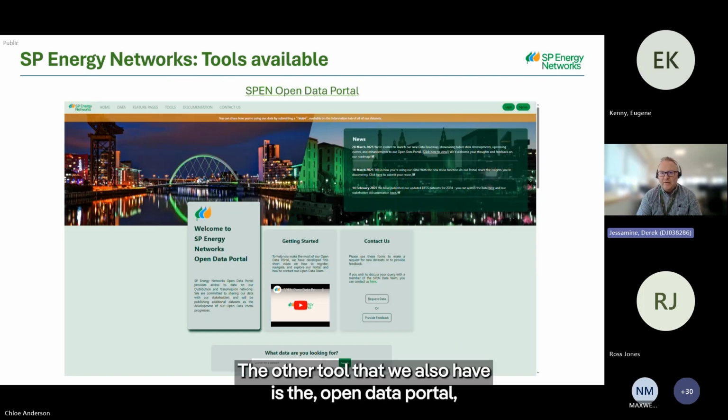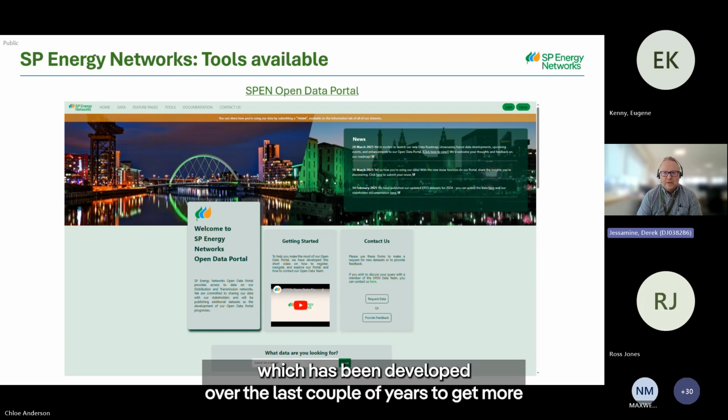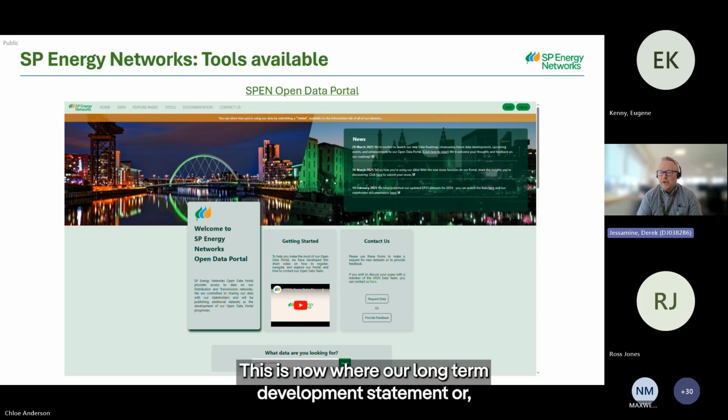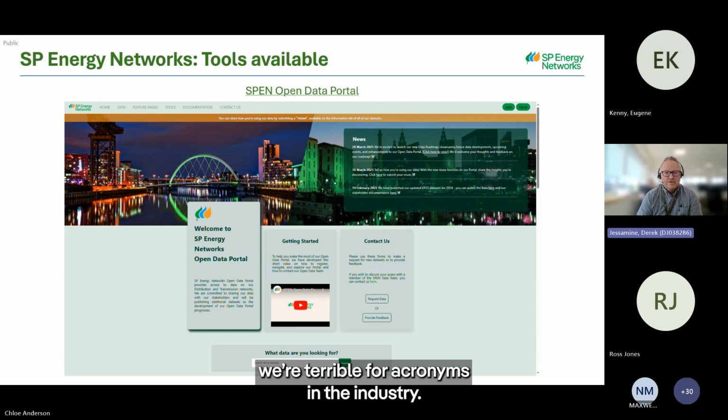The other tool that we also have is the Open Data Portal, which has been developed over the last couple of years to get more and more information put into it. This is now where our Long-Term Development Statement is located. We're terrible for acronyms in the industry, so you might hear it referred to as the LTDS.